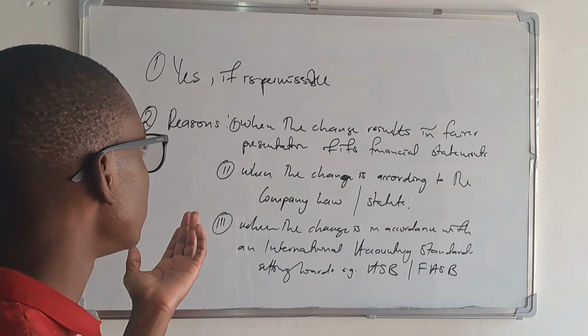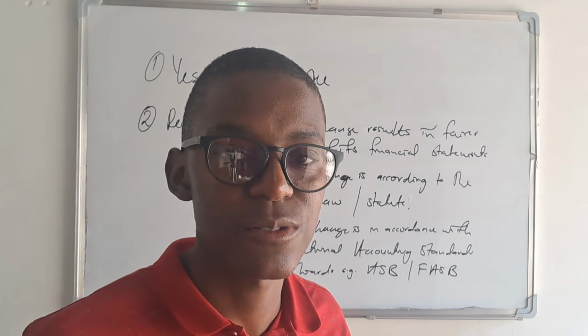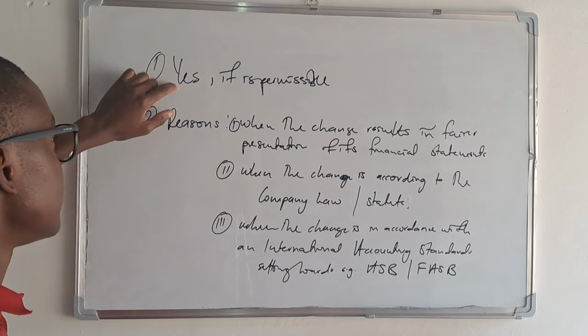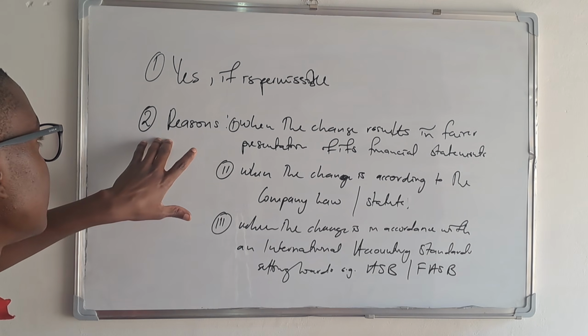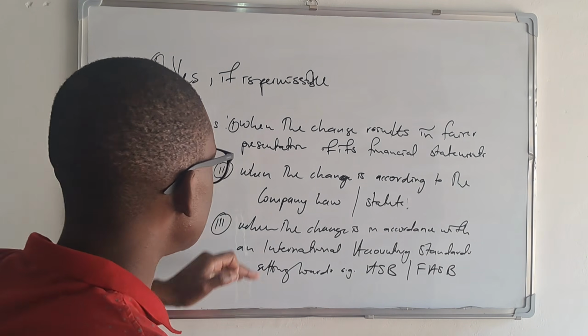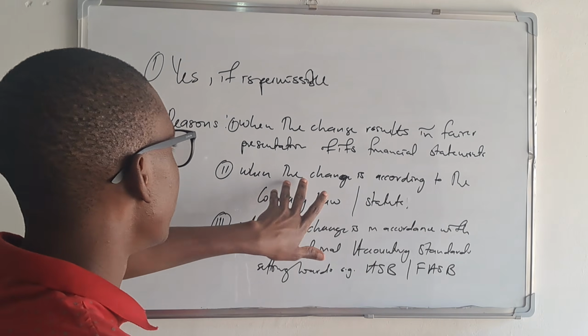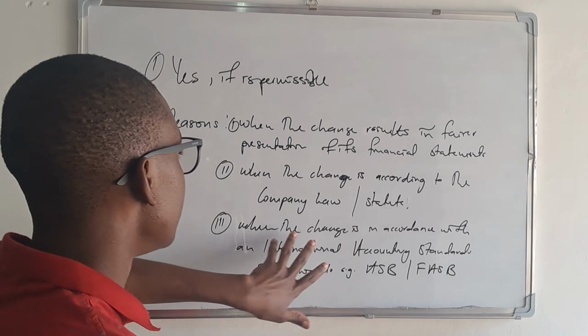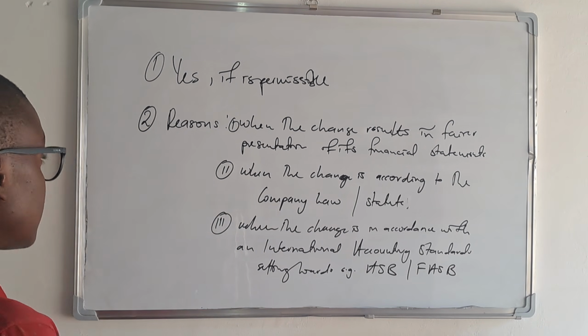But you're given the reasons, and when you're answering this type of question, maybe you'll be awarded 5 marks for this. In terms of financial accounting, the marks are solid 5 marks. The first mark will be given, yes, it is permissible. The other marks will be given based on the reasons: when the change is in accordance with company law, when the change is in accordance with the international accounting standard.